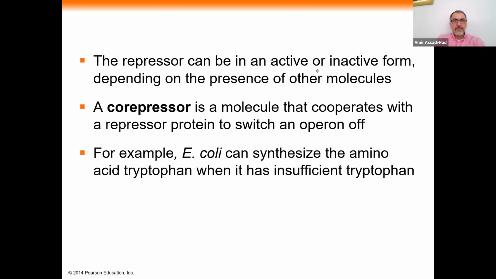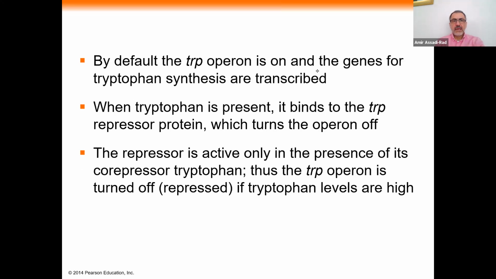The repressor is the product of separate regulatory genes. Anyhow, the repressor can be in an active or inactive form depending on the presence of other molecules. A corepressor is a molecule that cooperates with the repressor protein to switch an operon off. For example, E. coli can synthesize the amino acid tryptophan, but it has insufficient tryptophan, which you saw a little bit.